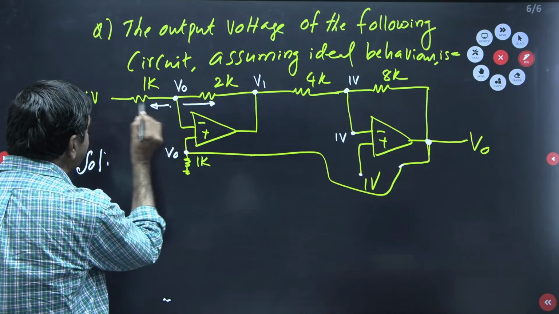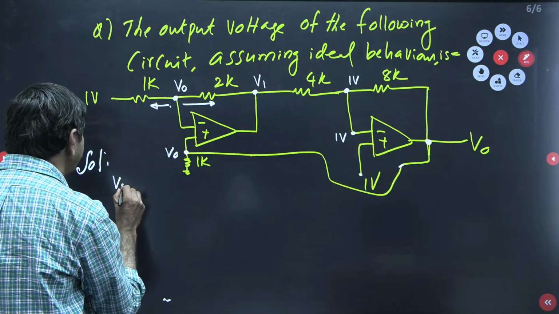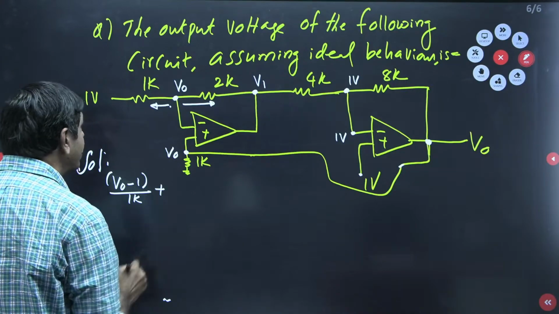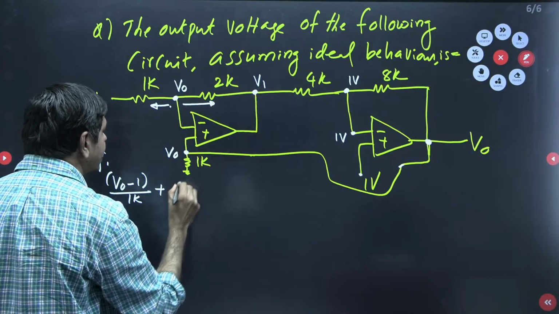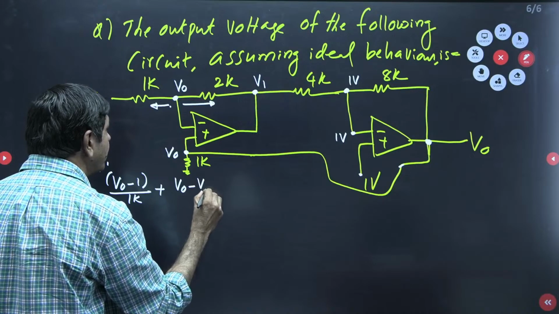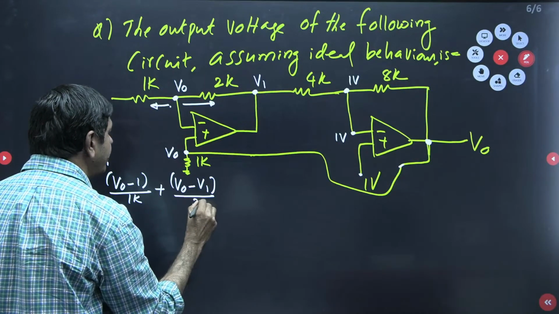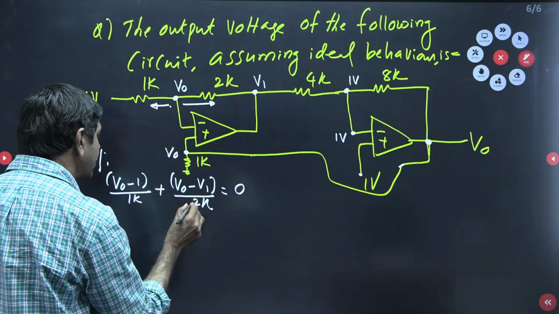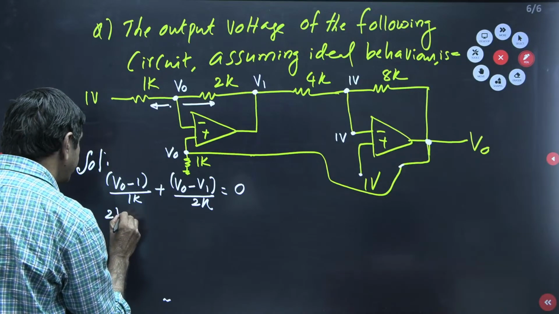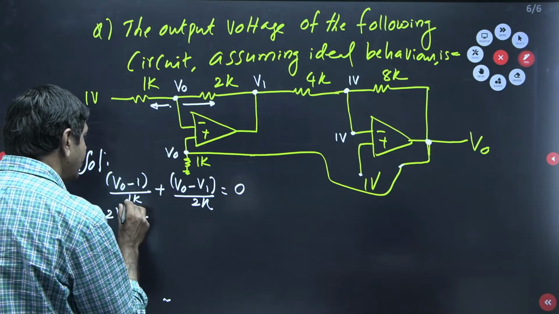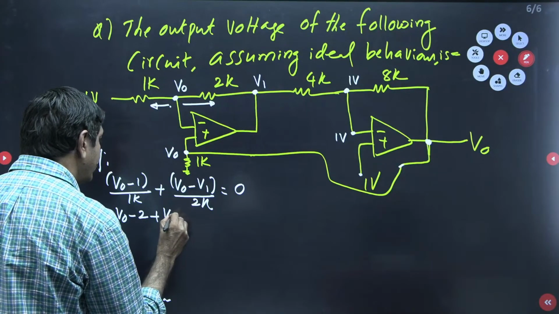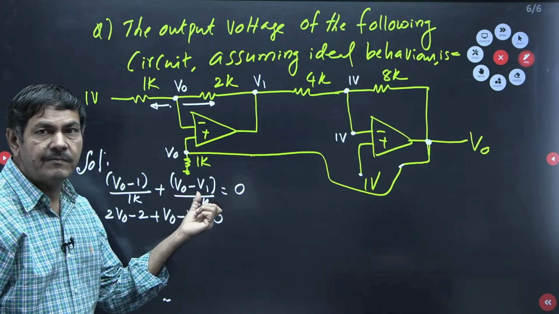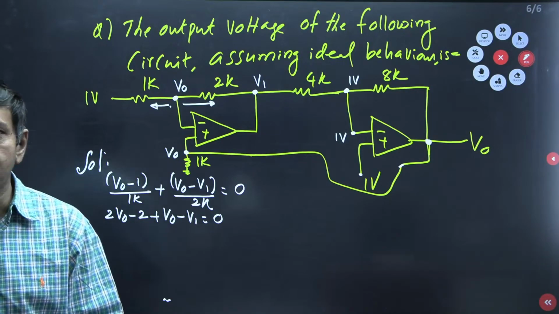What current passes in this direction? V naught minus 1 divided by 1K, plus this current, which is V naught minus V1 by 2K. These two currents summed equal 0. K cancels, cross multiply: 2 V naught minus 2, plus V naught minus V1 equals 0. My aim is to find V1 first. V1 is required.